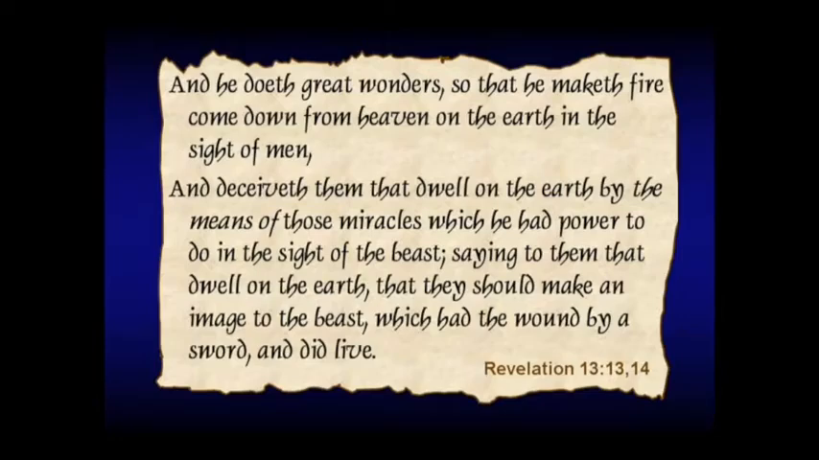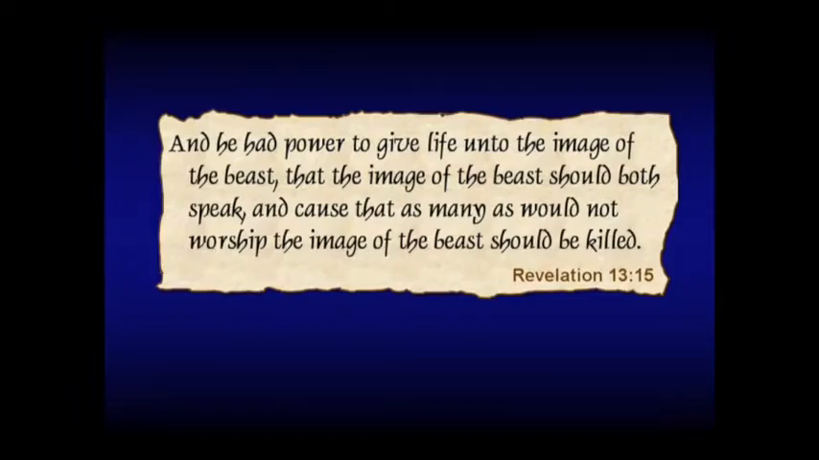And he doeth great wonders, that is the second guy here, so that he maketh fire come down from heaven on the earth in the sight of men. That's something just Elijah used to do, right? And deceiveth them that dwell on the earth by the means of those miracles which he had the power to do in the sight of the beast, meaning the first beast, saying to them that dwell on the earth that they should make an image to the beast which had the wound by the sword and did live. In other words, whenever he wants to emphasize the first beast, that's always the identity. He had this wound by a sword, and yet he lived. An apparent resurrection from the dead, it would seem. And he had power to give life unto the image of the beast.